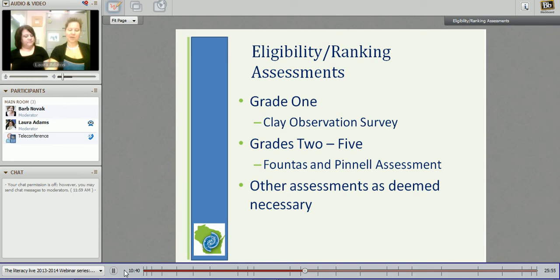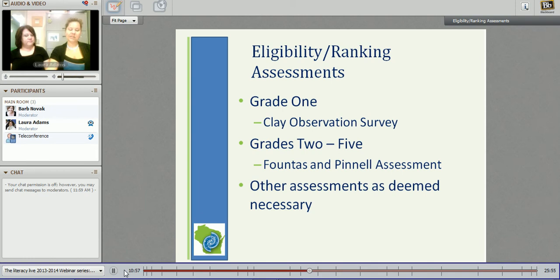Other assessments may also be considered as deemed necessary. For example, a teacher may choose to give an oral language survey, a specific skills test, or other assessments to an individual student in order to gather additional information to inform instruction.